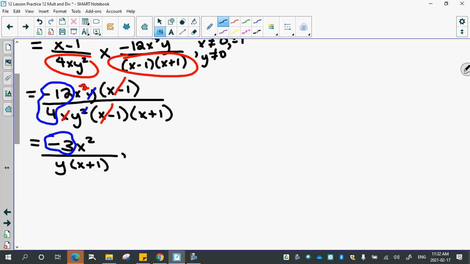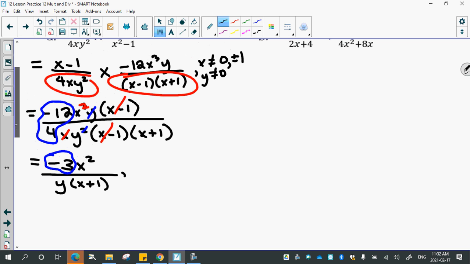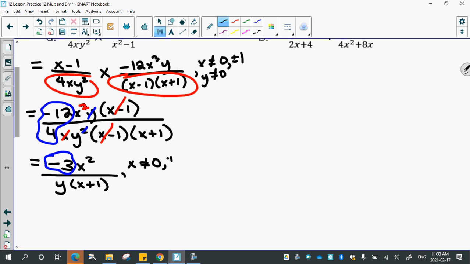And then I just restate my restrictions that I found way up in step 2 with my final answer. So x can't be 0 or positive or negative 1, and y can't be 0. And that's my final answer.